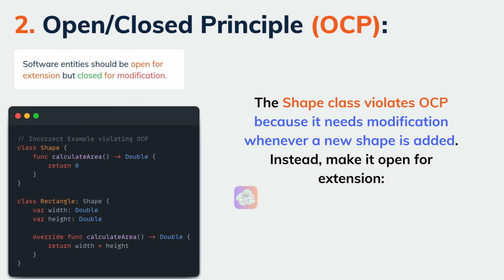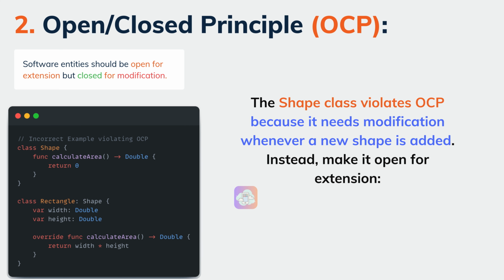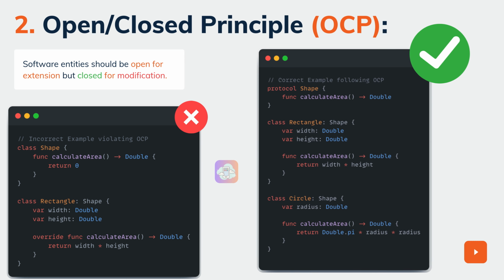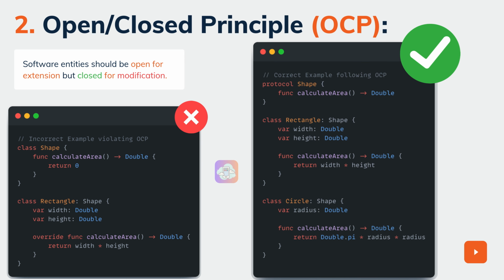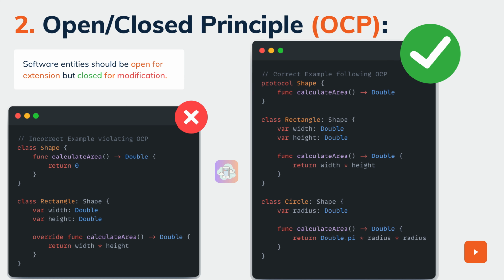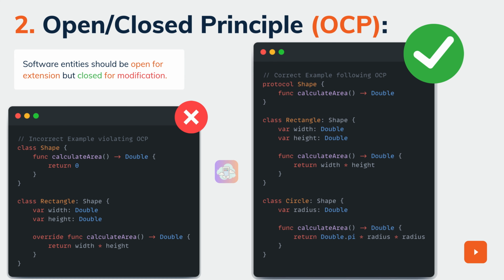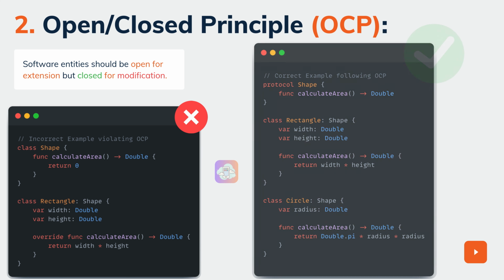Instead, make it open for extension. Here's how we fix it using extension. Now, the calculate area doesn't care whether it's a rectangle, circle, or any new shape. We can extend the system with new shapes without modifying the existing class. That's the power of the open-closed principle. Keep your code open for extension, closed for modification.